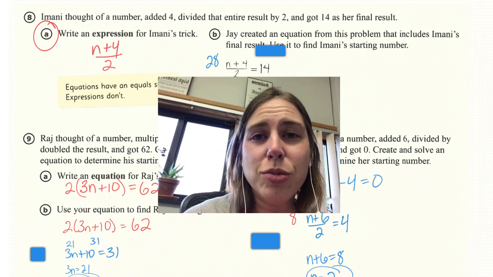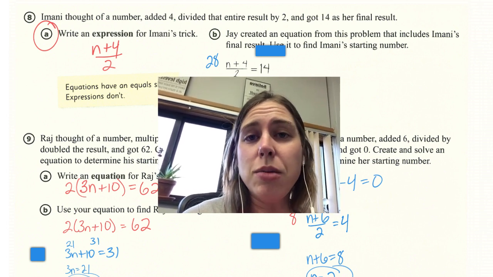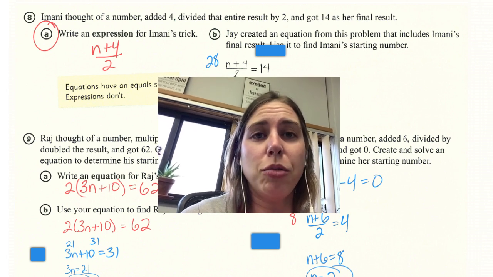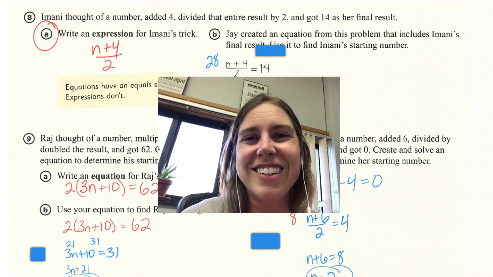So there you have it, algebra. That's the start of us solving equations by breaking things into chunks. So keep using that strategy. Cover things up with boxes, cover things up with your fingers, whatever you need, and keep asking questions. Take care.